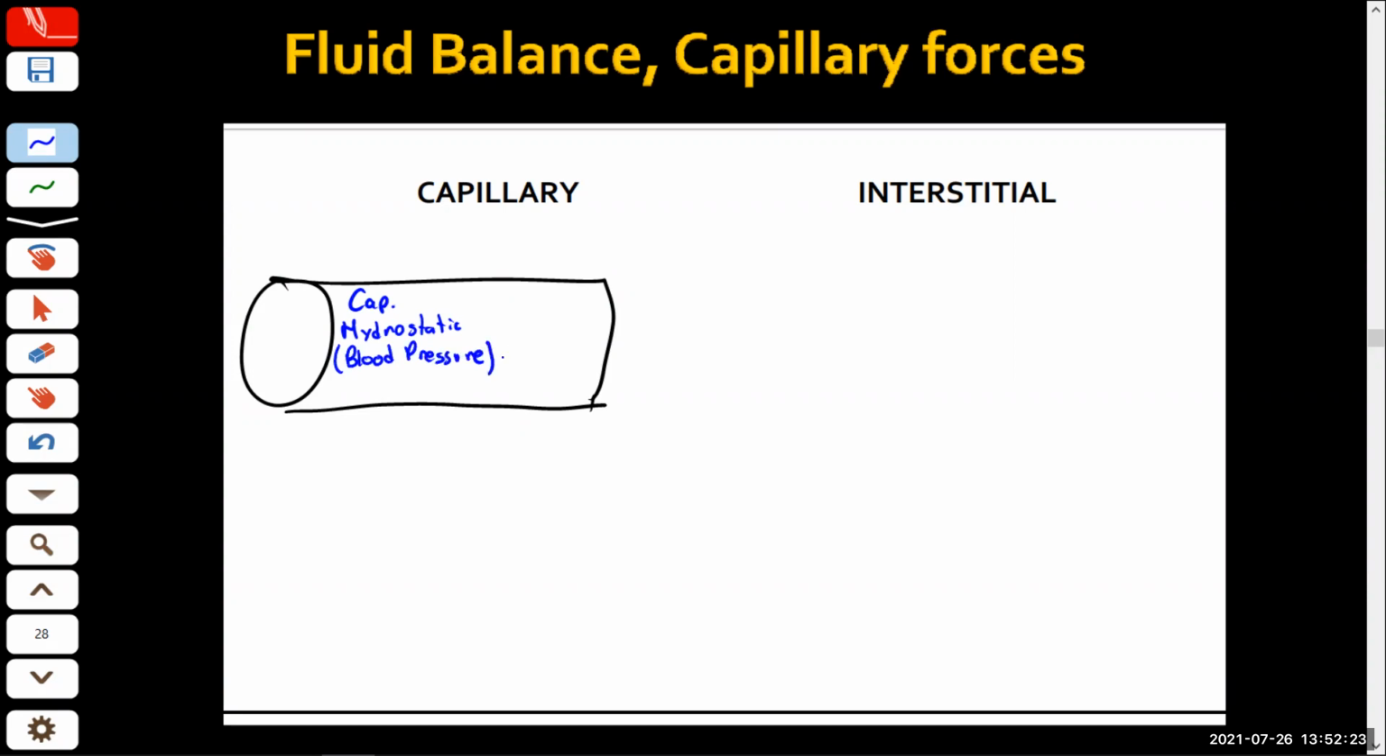Now, if you poke a hole in your blood vessel, do you bleed outward or inward? So which direction does the capillary hydrostatic want to move water? Wants to move it out of the capillary.